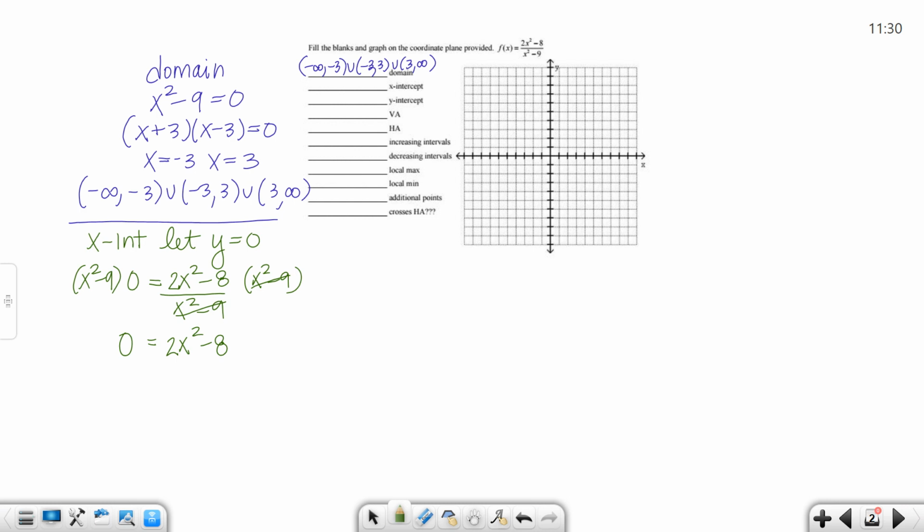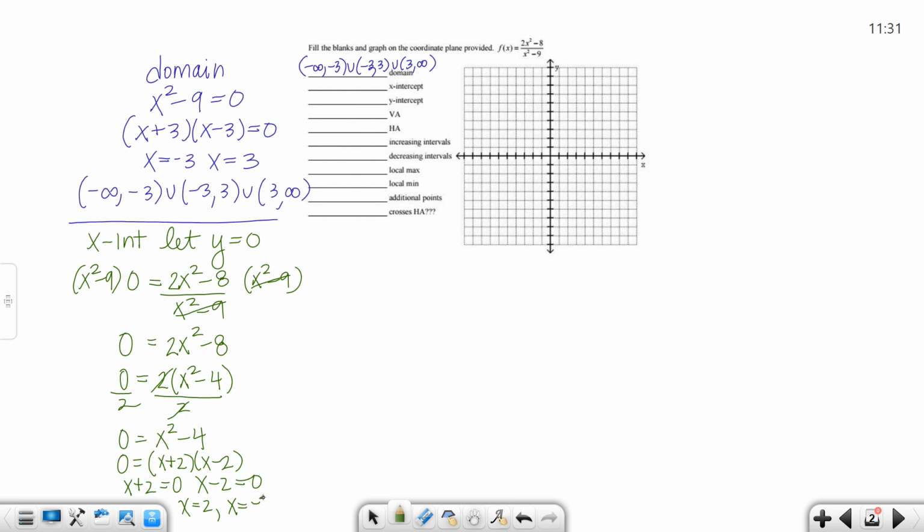Solving this one down, I could do it by factoring, or I could also do it by the square root property. I'm going to choose factoring. I'll divide both sides by 2 to get rid of it. So 0 would equal x squared minus 4. That's the difference of squares. So x plus 2 would equal 0, and x minus 2 would equal 0. So I would have that x equals 2, and x equals negative 2.